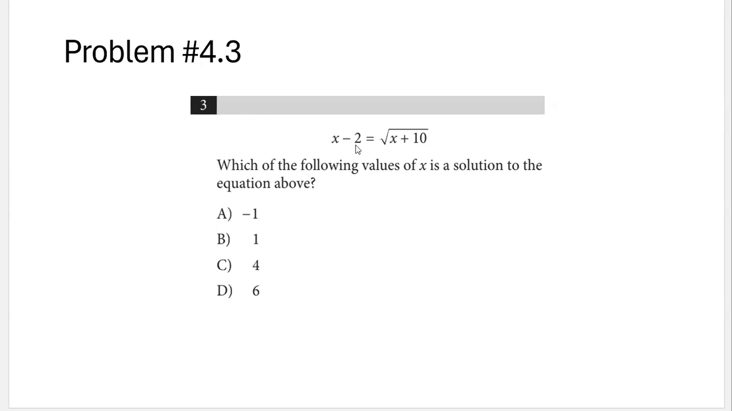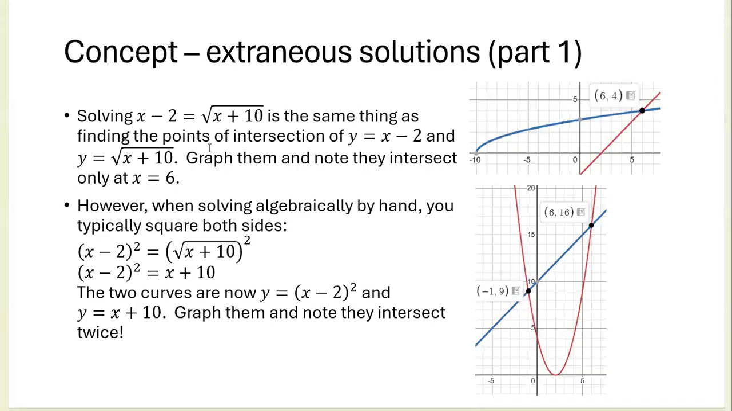Before I go into solving this, let's quickly review. When we solve radical equations, there could be extraneous solutions. And why do they come up? So what am I saying here? I did not reread my slides beforehand.